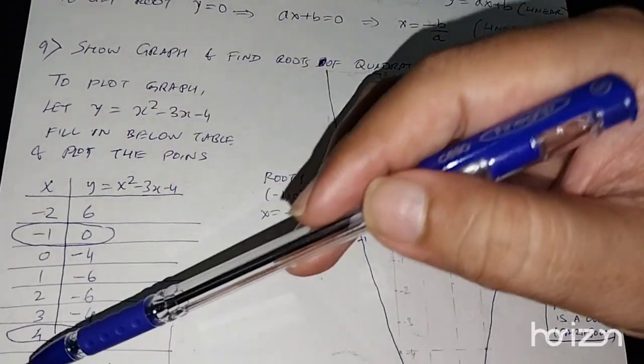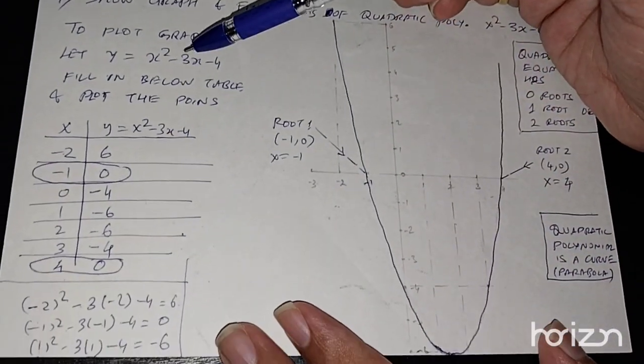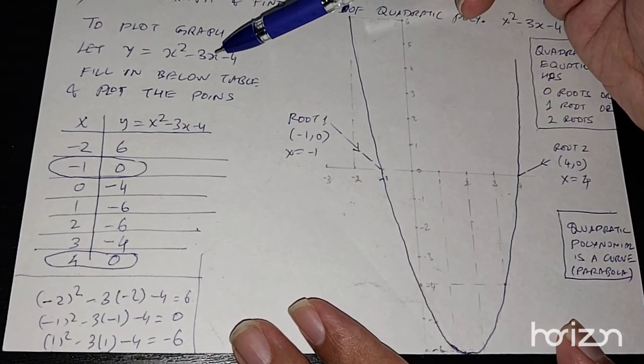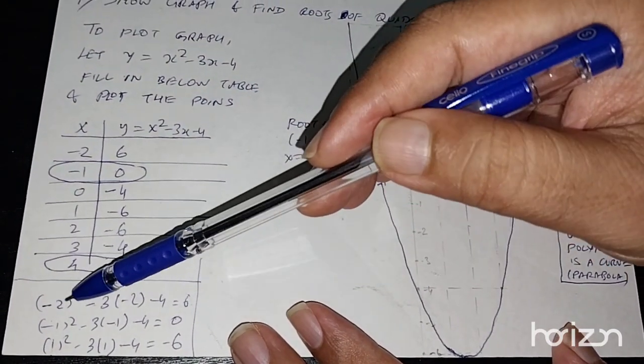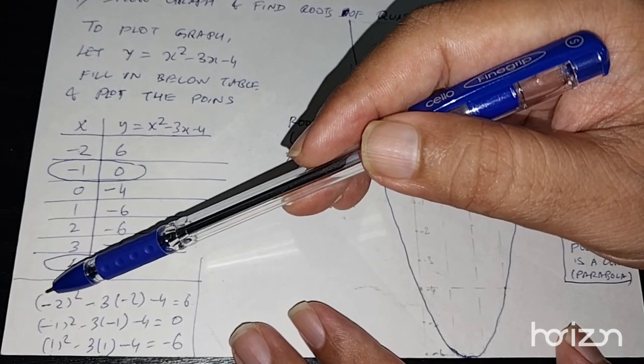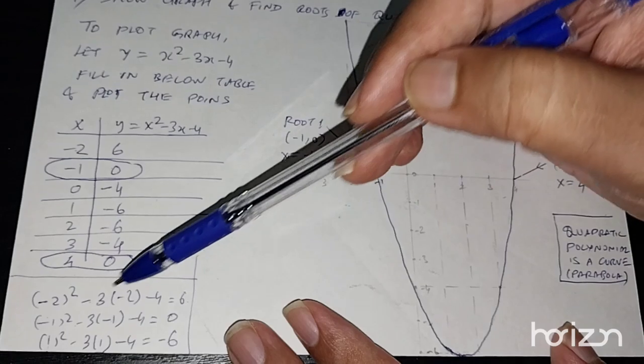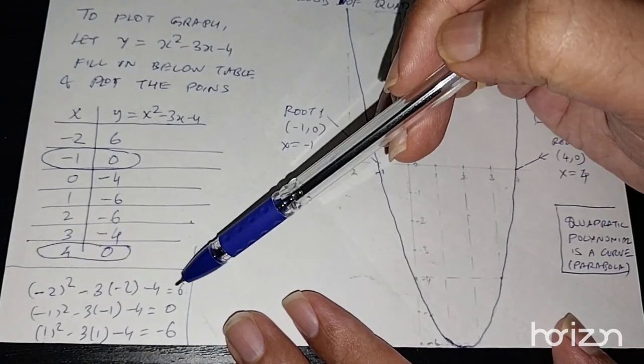So you'll get minus 2 whole squared plus minus 3 into minus 2, because x is minus 2, minus 4. Minus 2 whole squared, you will get a 4, right? 4 minus 4 will cancel. Minus 3 and minus 2 will multiply to give you plus 6.